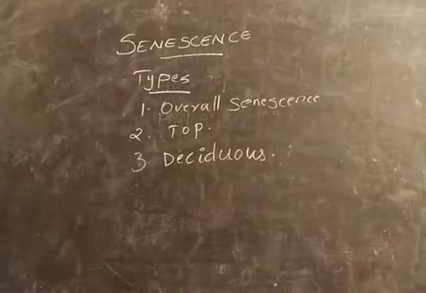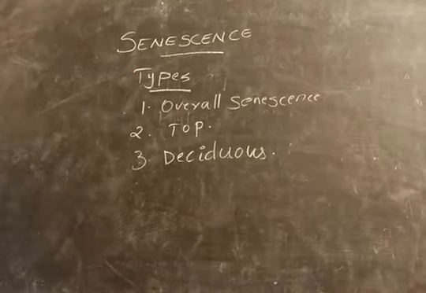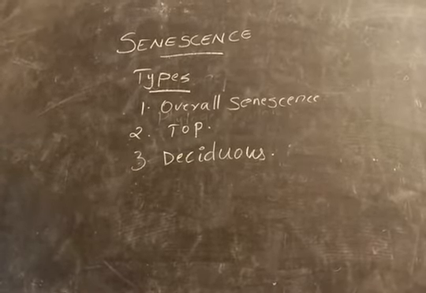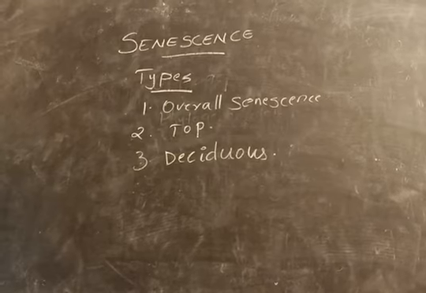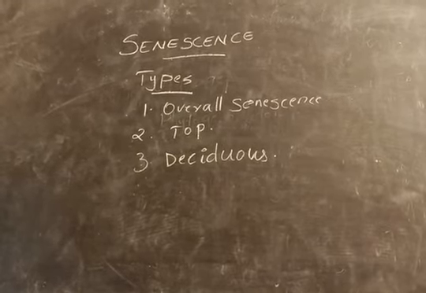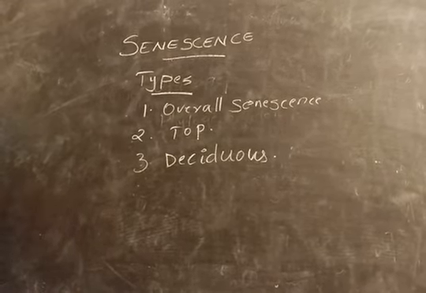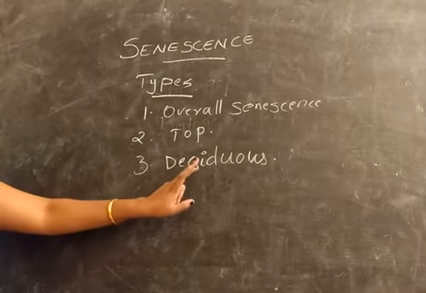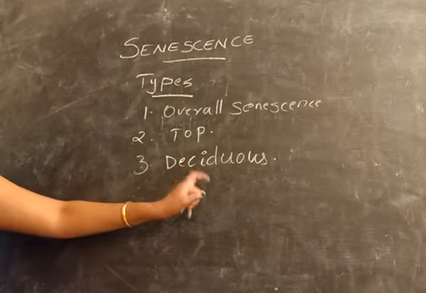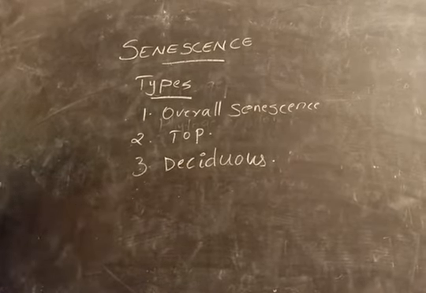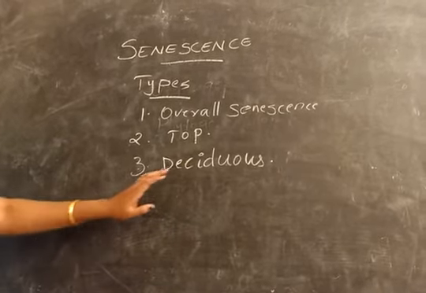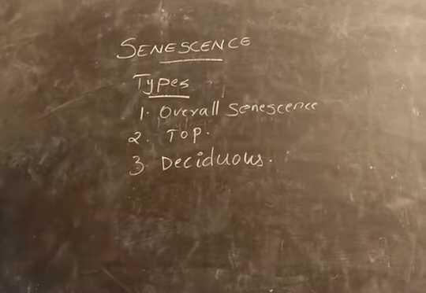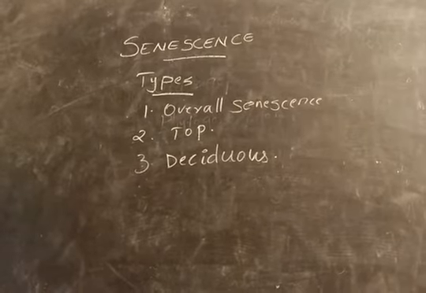Third one is deciduous senescence. It is common in deciduous plants and it occurs only in the leaves of plants, while the bulk of the stem and the root system remain alive. Deciduous senescence means the leaves of the plant may undergo senescence, but the bulk of the stem and root system may remain alive.